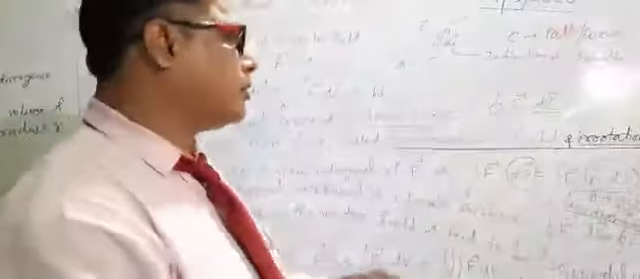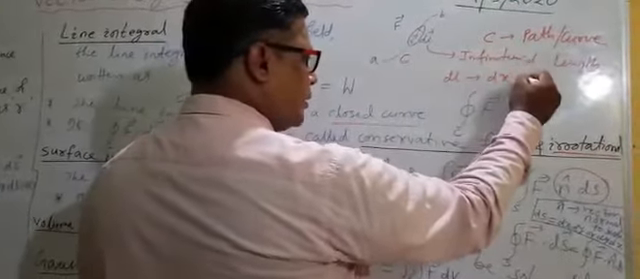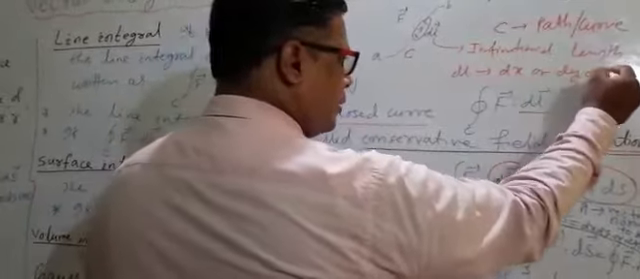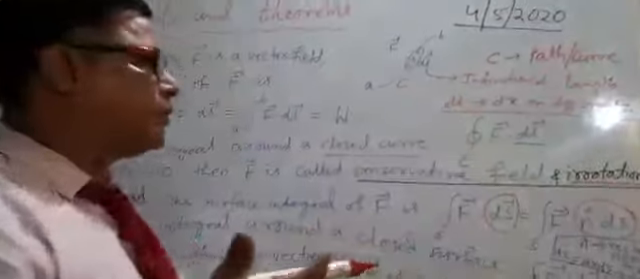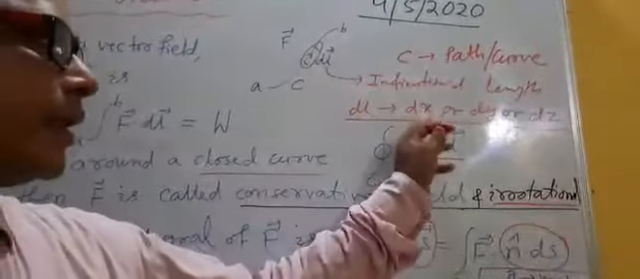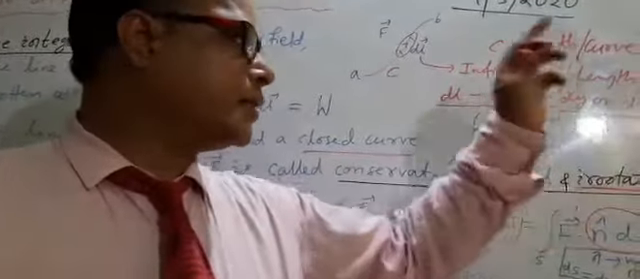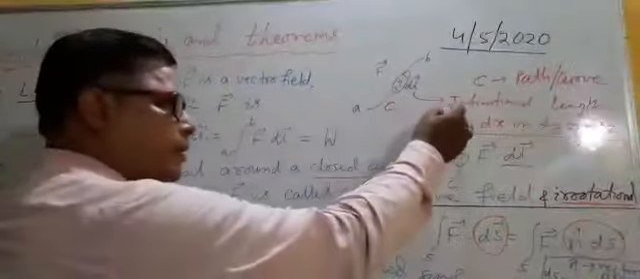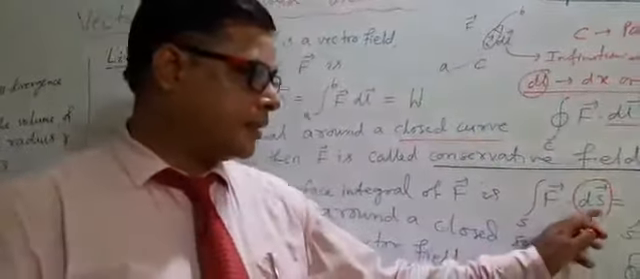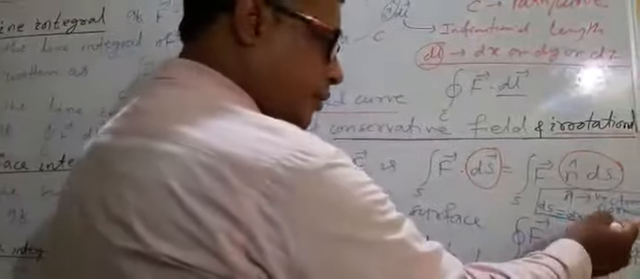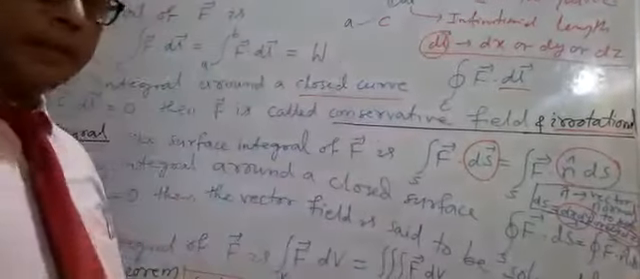Similarly, dl you can write as dx or dy or dz. If you take it along the x-axis, you can write dx; along the y-axis you can write dy; along the z-axis you can write dz. Generally the symbol is dl. Similarly the general symbol is ds. The ds you can also write as dx dy, dy dz, or dz dx.